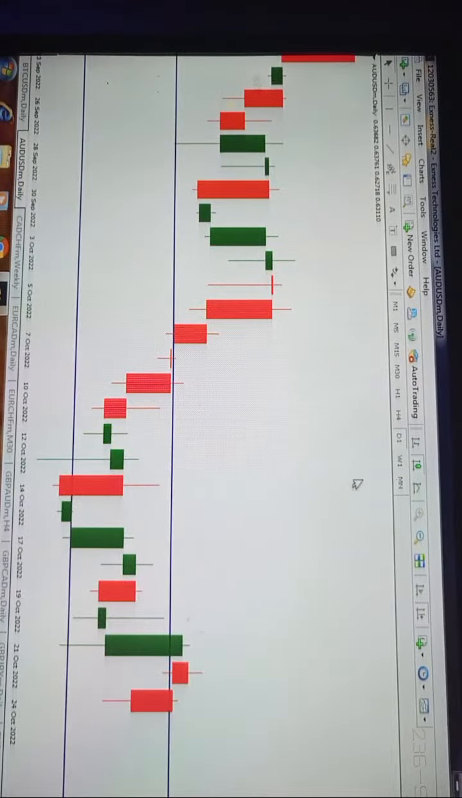Now let's go to daily. We can see daily. Now I've marked those zones in weekly. If you see the zone that I marked in weekly, those are the opening and closing prices of those candles.